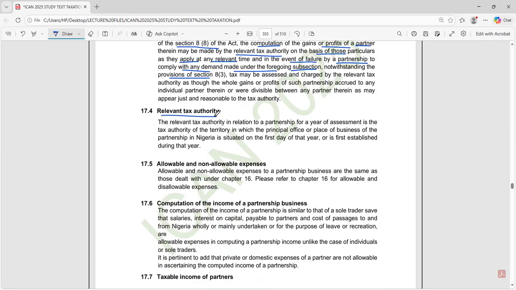Relevant tax authority. So who is the relevant tax authority? The relevant tax authority in relation to a partnership for a year of assessment is the tax authority of the territory in which the principal office or place of business of the partnership in Nigeria is situated on the first day of that year or is first established during that year.